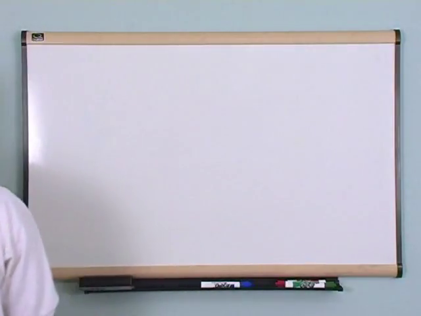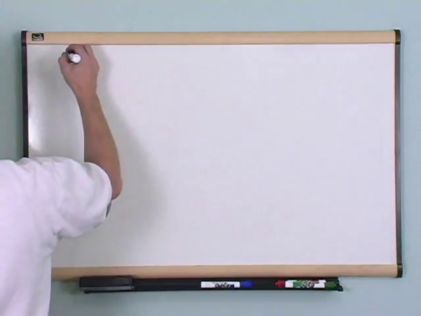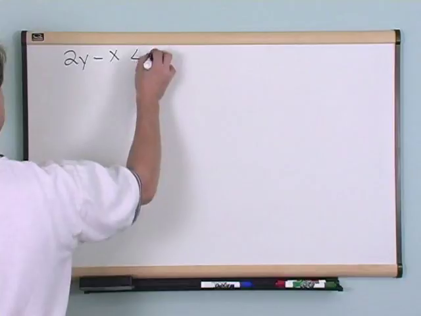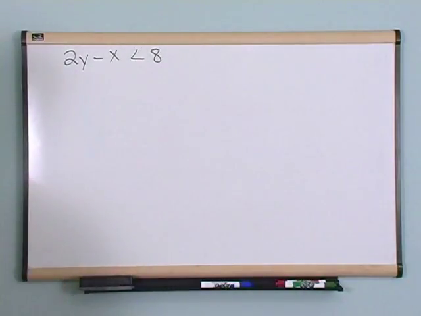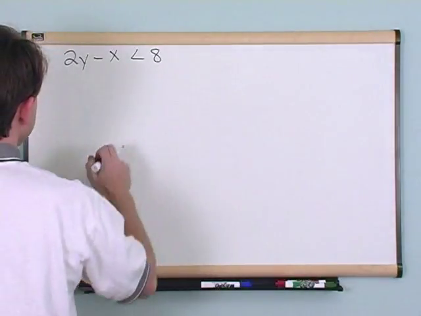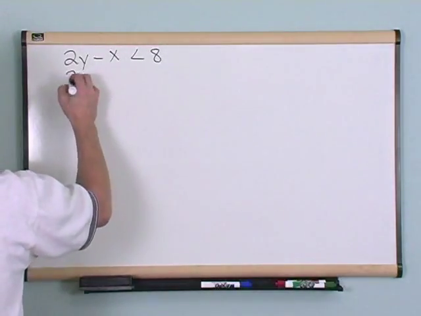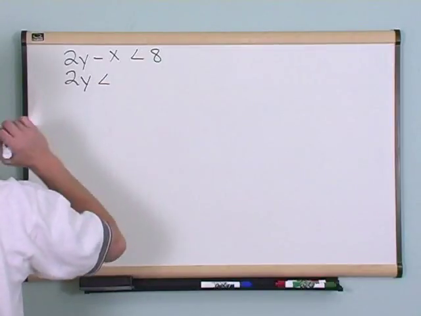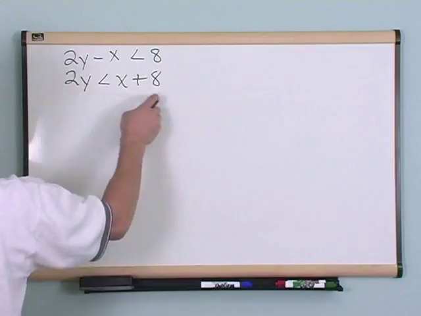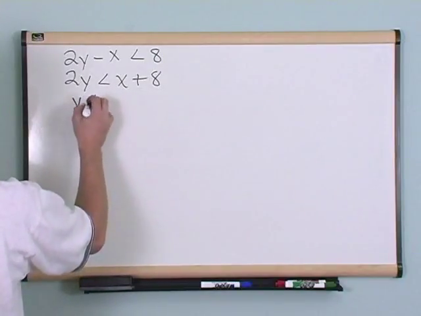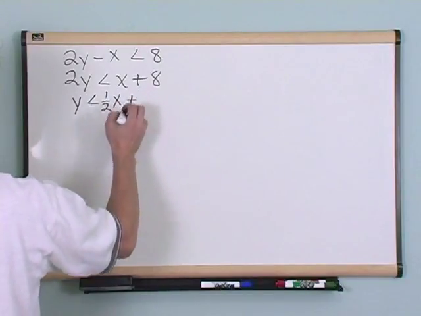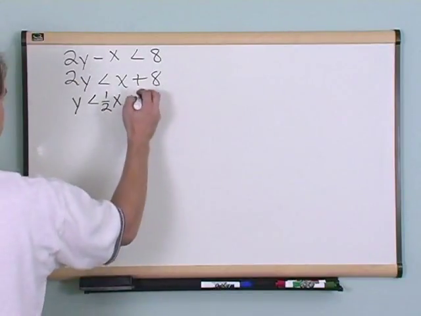Let's go ahead and do another example of this type, a little bit different. 2y minus x is less than 8. Well, obviously this looks a little bit different. The only thing you need to do is solve for y, and then you can proceed as usual. So you've got 2y is less than x plus 8. All I did was add x to both sides, so you got x plus 8. Finally, y is less than 1/2 x plus 8 over 2, which is 4.